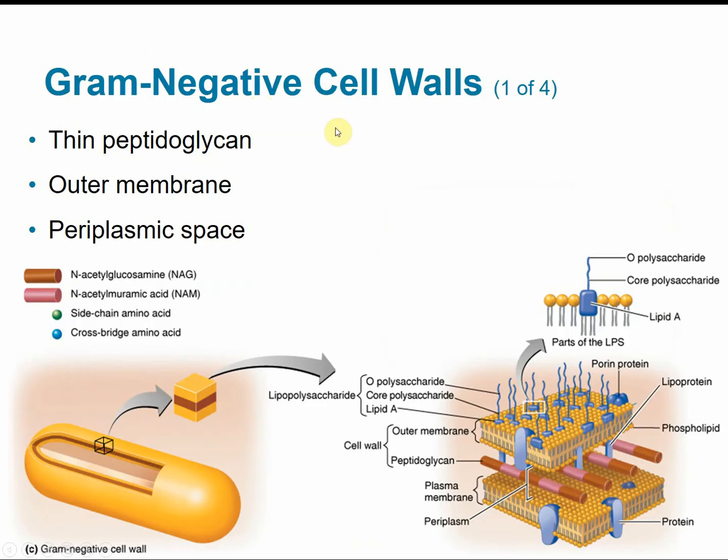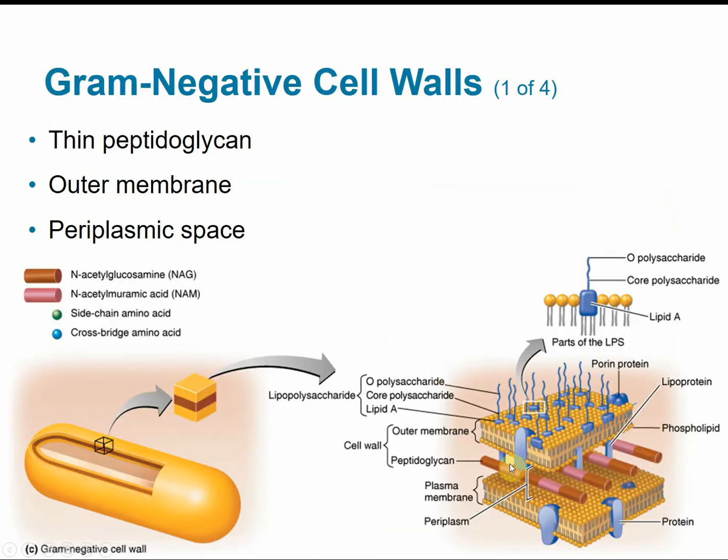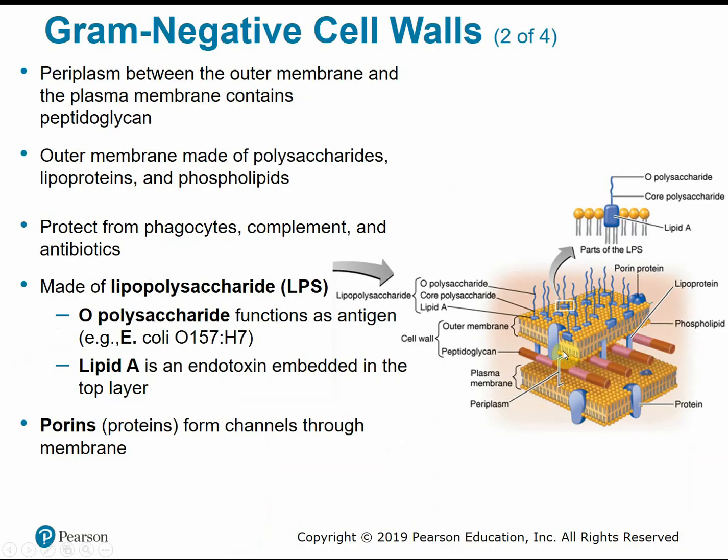Gram-negative cell walls have a thin layer of peptidoglycan, sometimes just a single layer, sandwiched between an inner and an outer membrane. So gram-positive had a single plasma membrane and a thick cell wall. Gram-negative has two plasma membranes that sandwich a very thin peptidoglycan cell wall. The periplasm is just the space between these two membranes, the inner and outer membranes. The outer membrane also contains polysaccharides, some lipoproteins, and phospholipids. This outer layer forms an extra barrier of protection to the internal structures of the cell. It can help protect against some phagocytes or other immune responses and antibiotics.